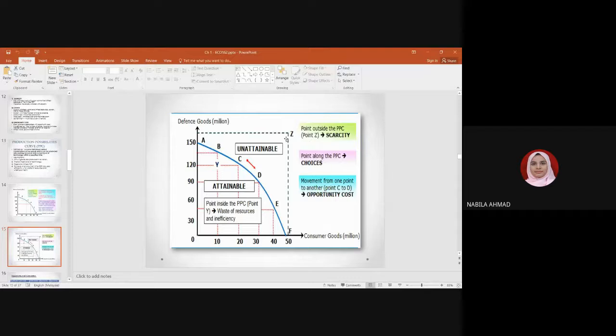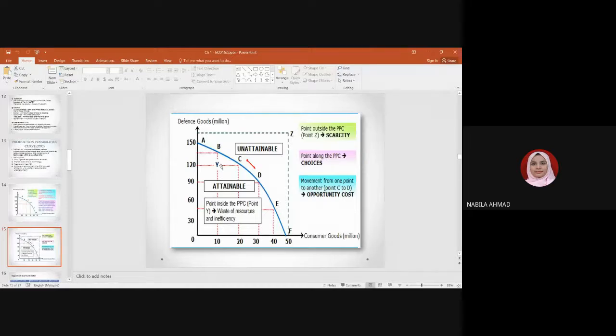Scarcity. Okay. So point along PPC ini most efficient point and attainable point. And point along PPC kita panggil sebagai choices. Kenapa kita kata efficient? Sebab all resources are fully utilized. Kenapa choices? Sebab tak kisahlah negara ni nak produce combination yang mana pun, A atau B atau C atau D atau E atau F, tak kisah janji dia produce on the PPC. Dia pilih je mana-mana combination yang dia nak produce. Kalau point C maknanya 120 million defense goods and 20 million consumer goods.